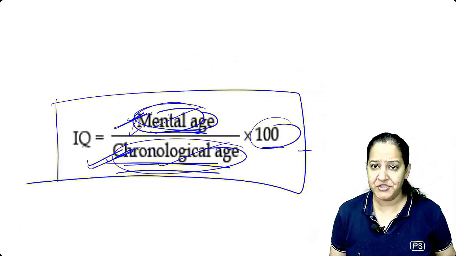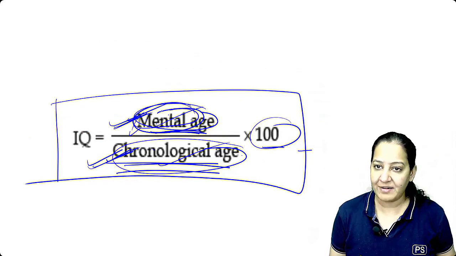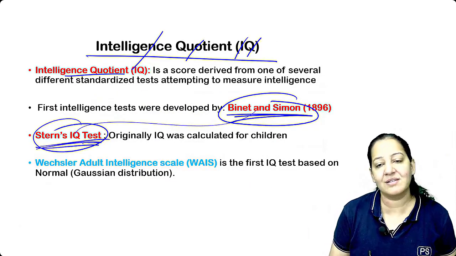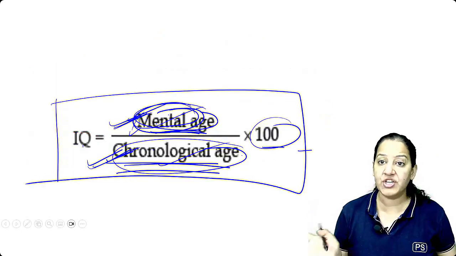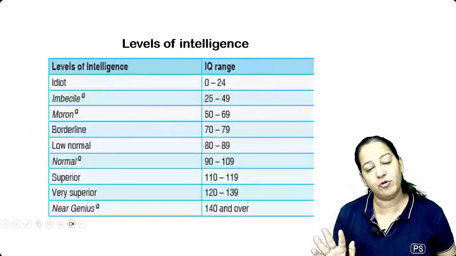Everyone knows their chronological age, but how many of you know your mental age? You cannot know your mental age. You have to perform a test. The psychiatrist will perform the test, and the name of the test is the Stern test. Based on that, the psychiatrist will determine, based on your chronological age, whether your mental age is ahead or behind. So we have to perform a test.